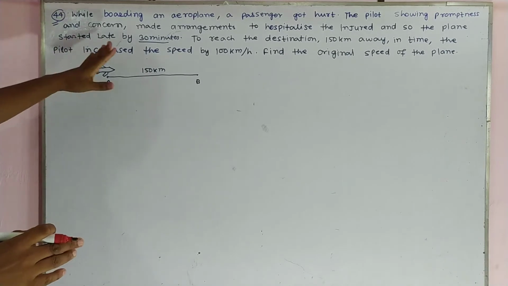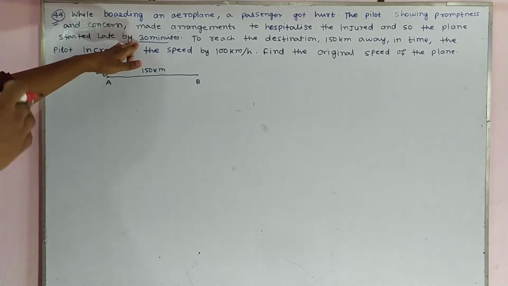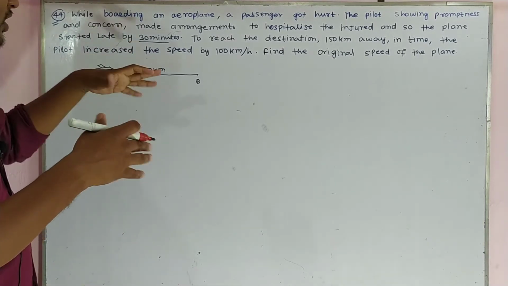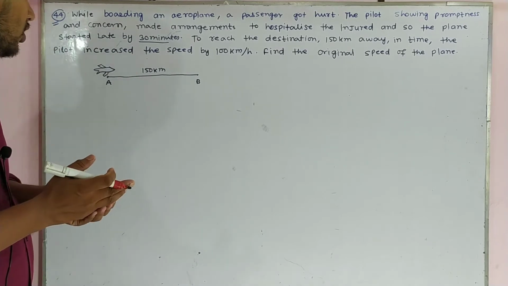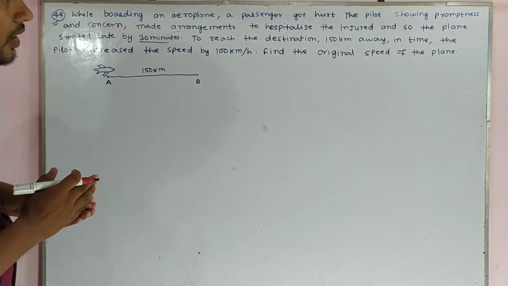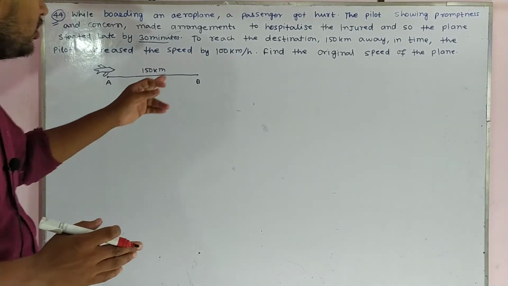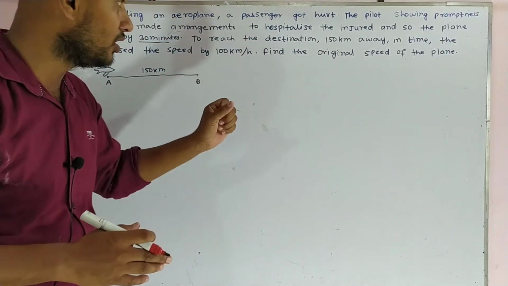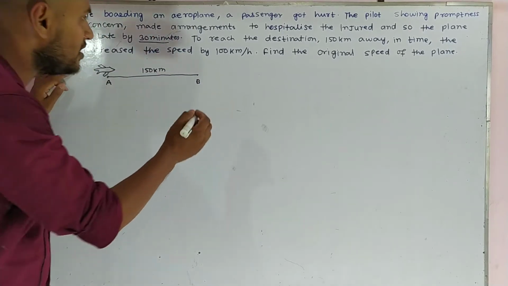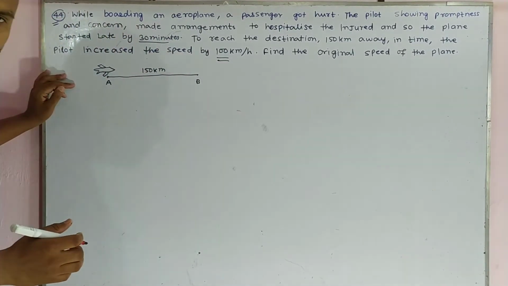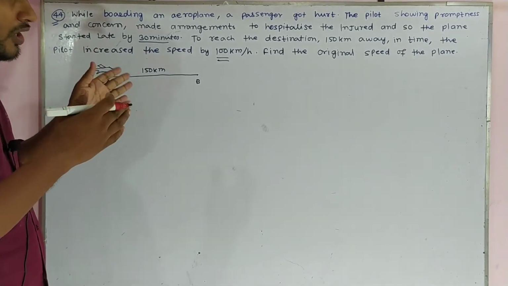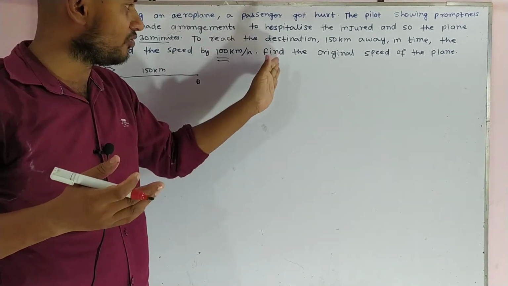Again, we know that due to a reason, a passenger got hurt, and that's why the aeroplane is late by 30 minutes. The destination points A and B are 150 km apart. The question is asking to reach the destination 150 km away in time. The pilot increased the speed by 100 km per hour. The original speed is not given, so we assume the speed is x. Find the original speed of the plane.